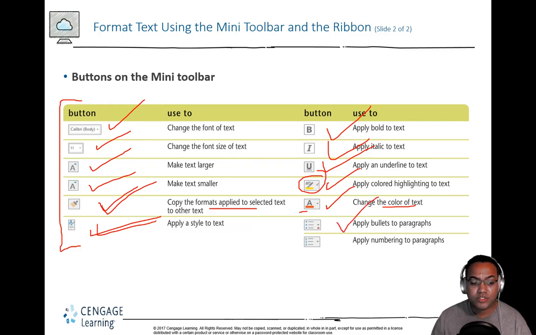You can apply bullets. You can change the bullet type. So you can have circles, you can have check boxes, you can have check marks, you can have stars, and apply numbering to paragraphs or items. Bullets to items, or numbers to items, and these numbers can also be changed.